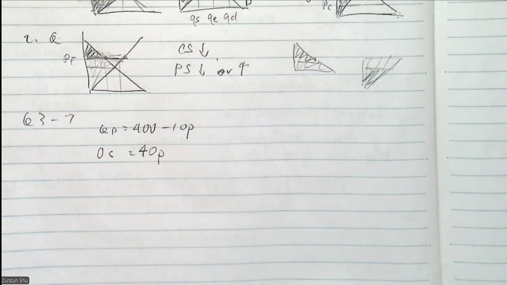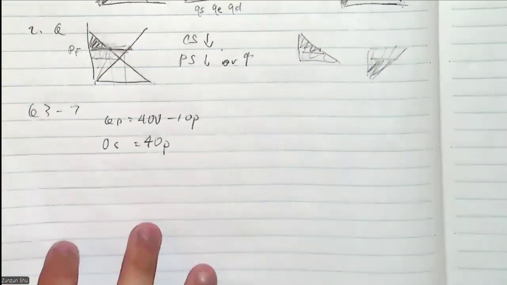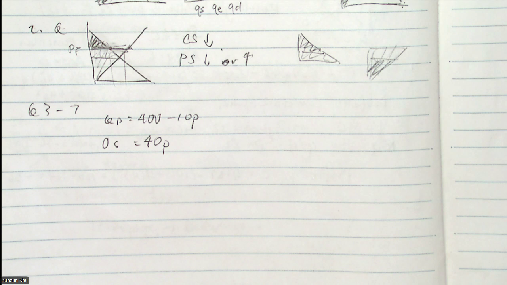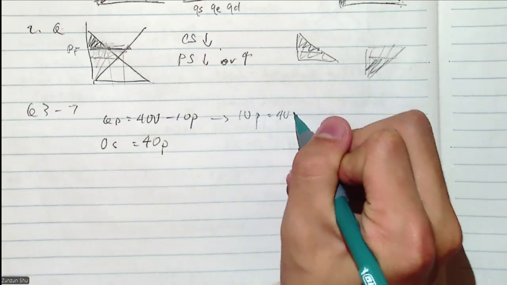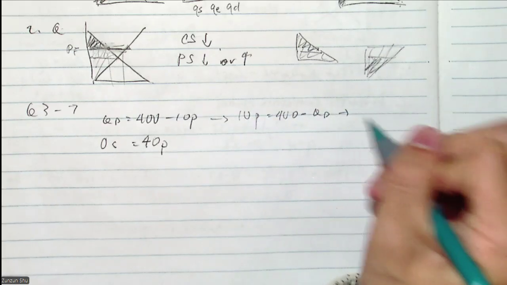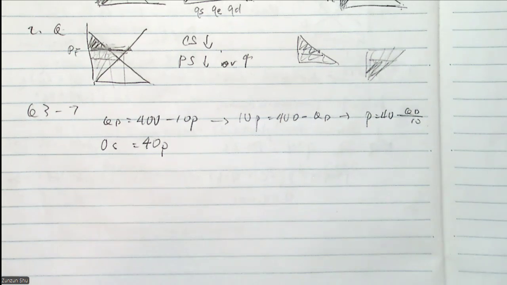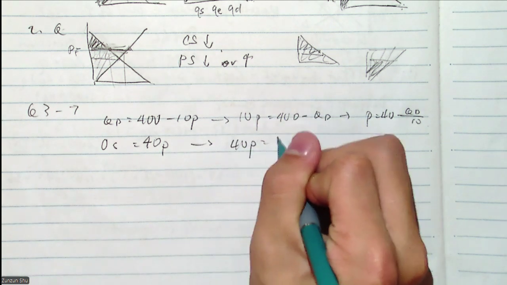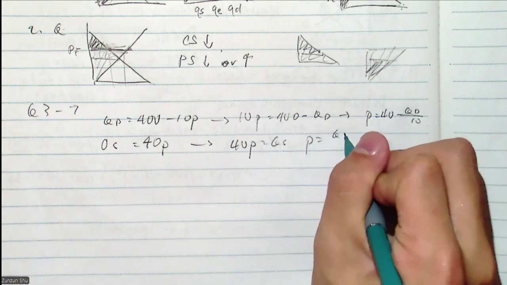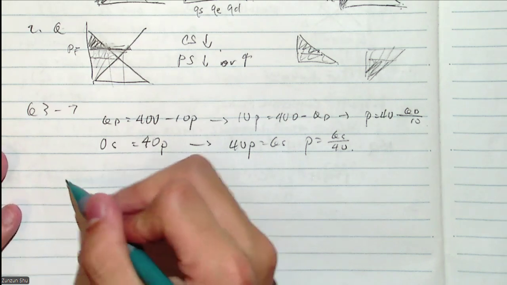But if you are to graph it out, and you should, by the way, for everything that they give you, just graph it out. We can't just use this, right? We have to use P equals. So let's do that. Convert it. 10p equals 400 minus QD. P is 40 minus QD over 10. And the other one, 40p equals QS. P equals QS over 40. So now we have something, and we could try to graph it out.